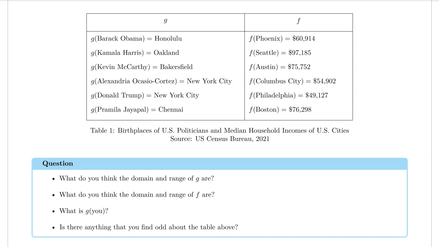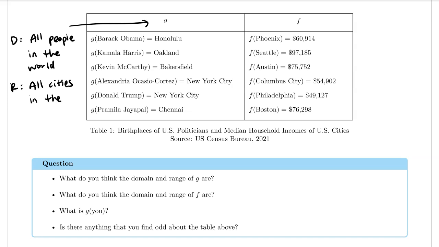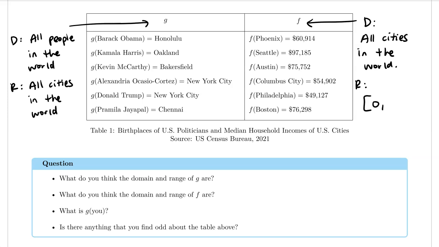What do you think the domain and range of g are? For g, the domain is going to be all people in the world. And then the range, or the output, is going to be all cities in the world. For f, the next question asks about the domain of f. The domain of f would be all cities in the world. And then the range, notice that the output values are numbers, so we could probably write it in interval notation. I'm going to say the median household income of these cities can range anywhere from 0 to infinity.